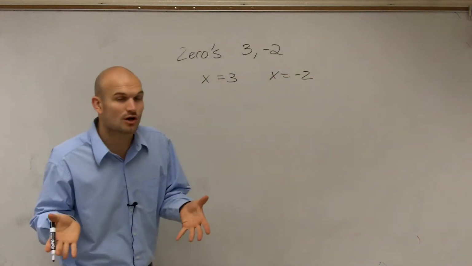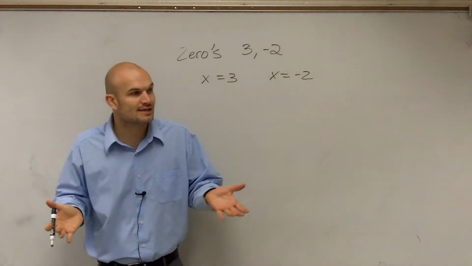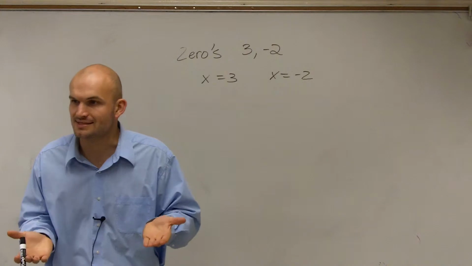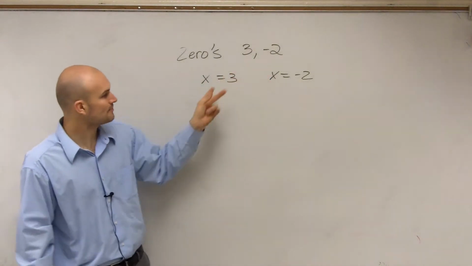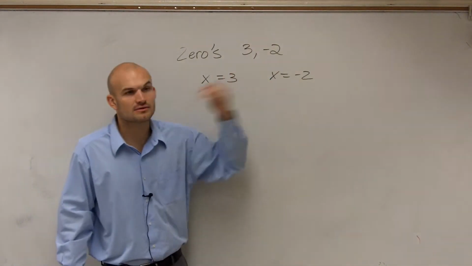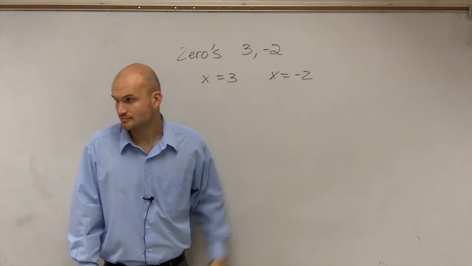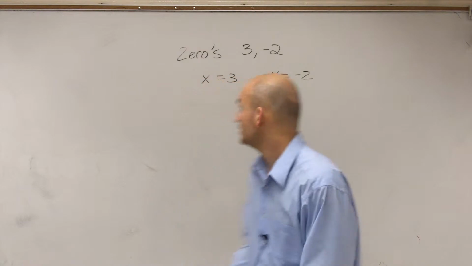Because remember, the zeros are your x-intercepts, right? They're the value of x when the graph crosses the x-axis. So we could say for each 0, x equals these values, right? Does that kind of make sense? So then it could just be x minus 3 and x plus 2.